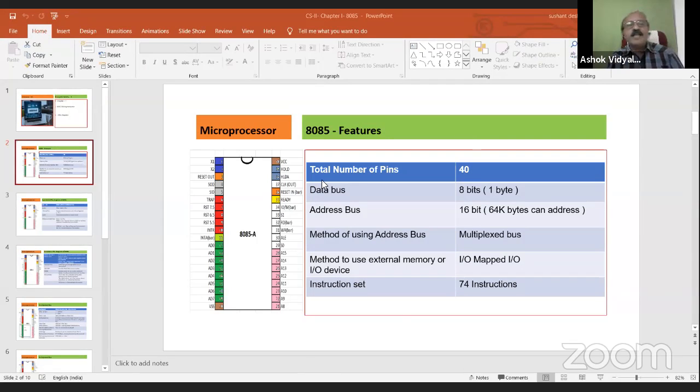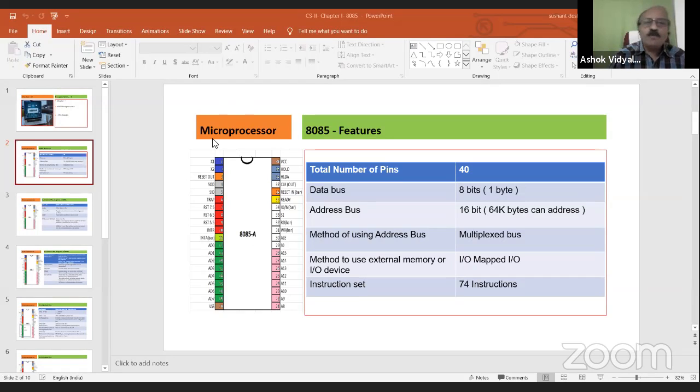So let's revise this once again and see the features of the 8085 microprocessor. The total number of pins is 40. The data bus is 8 bits. The address bus is 16 bits. The method of using the address bus is multiplex bus. The method of use for external memory or IO device is IO mapped IO type. And the instruction set is 74 instructions. In total there are 74 instructions in the assembly language which can be given to this 8085 microprocessor.